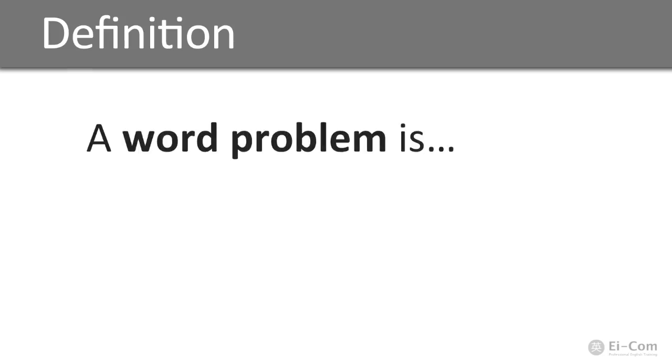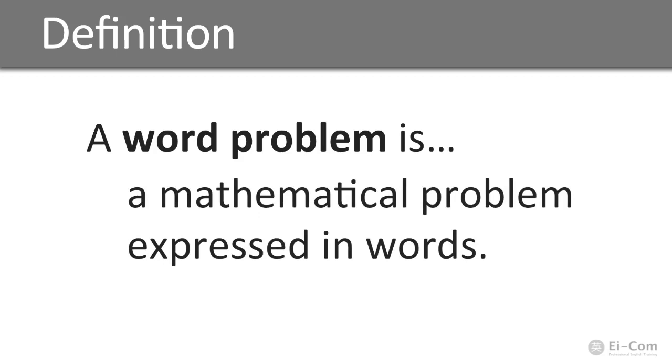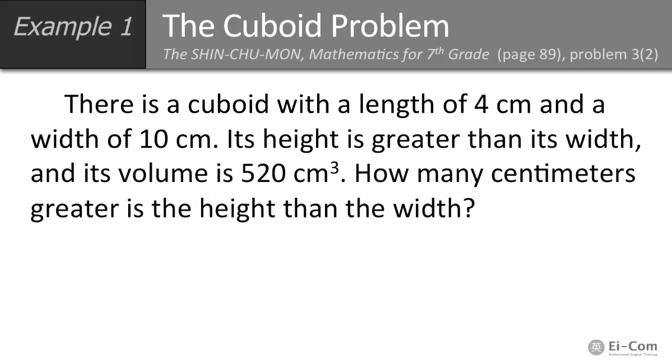First, a definition. A word problem is a mathematical problem expressed in words. To understand what this means, let's look at an example. This problem appears on page 89 of the Shin Chu Mon, Mathematics for 7th grade. It is the second problem in section 3. We call it the cuboid problem.